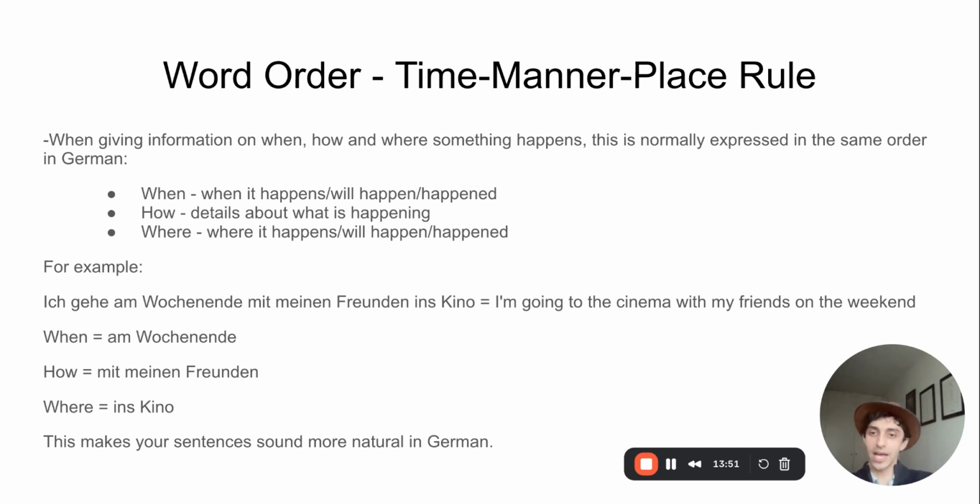So, "ich gehe am Wochenende mit meinen Freunden ins Kino," which means I'm going to the cinema with my friends on the weekend. In English, the word order is quite flexible. You could say I'm going to the cinema with my friends on the weekend. You could say on the weekend, I'm going to the cinema with my friends. You could say I'm going with my friends to the cinema this weekend. That word order can change, but in German, it is much more standard to follow this word order.